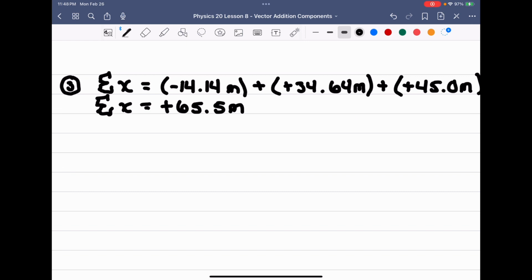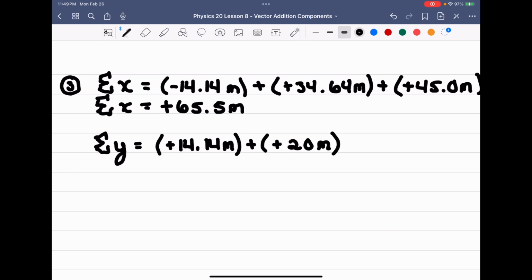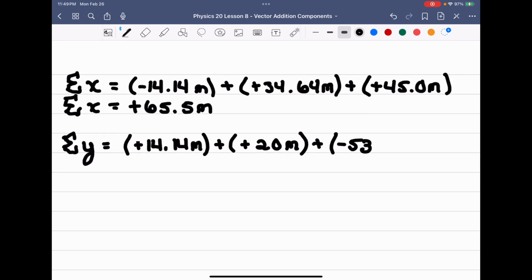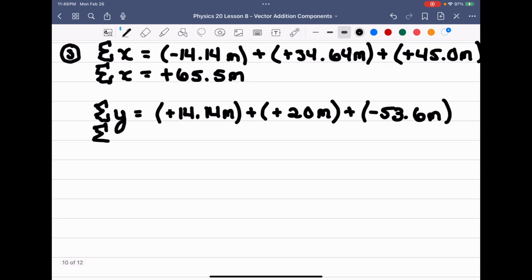Now let's do the same thing, but for the y's. Sigma of the y's is equal to, we have to add all three y's together, starting off with the positive 14.14 meters that we got in the north direction, plus we add together the positive 20 from our second triangle, or our other north measure, plus we had a south measure of negative 53.6 meters. Now, when we type these into our calculator and add them, the sum of all the y values, or the sum of all the vertical components, gives us negative 19.46 meters.